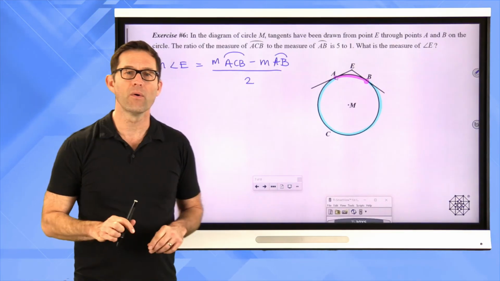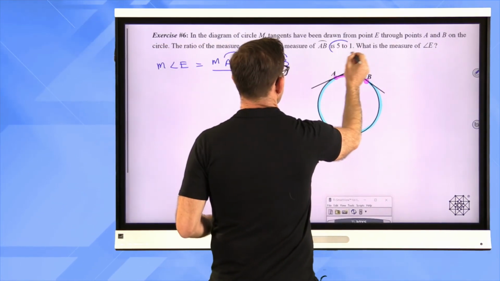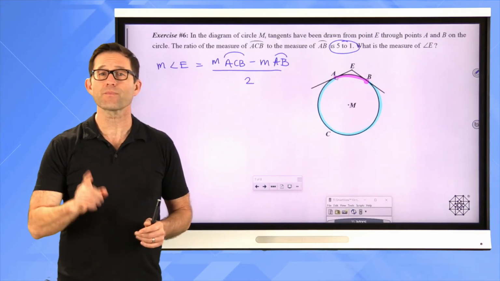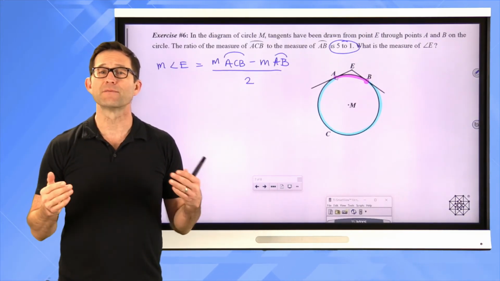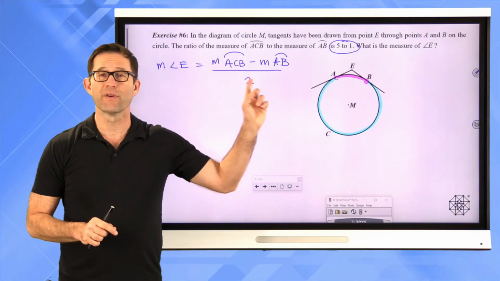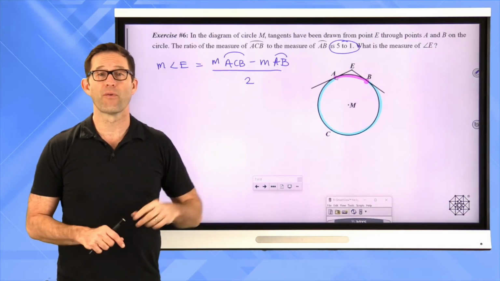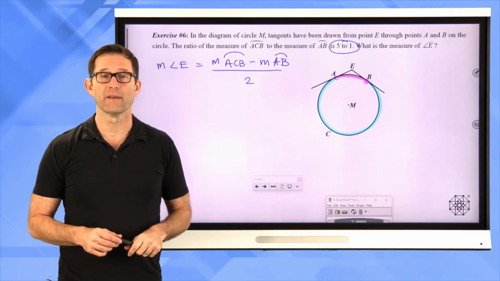Now, somehow, this piece of information has to allow me to find the measure of those two arcs. What I'd like you to do now is pause the video, see if you can figure out the measure of the two arcs, and if you can, substitute them into the formula and figure out the measure of angle E.